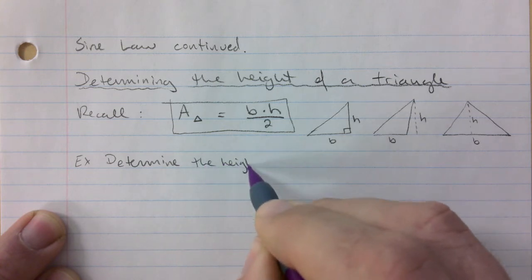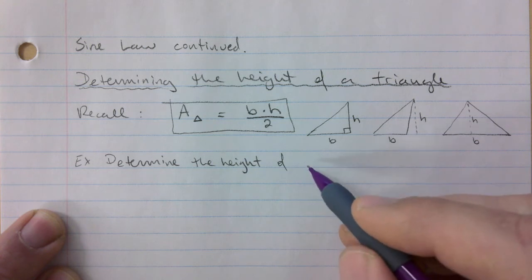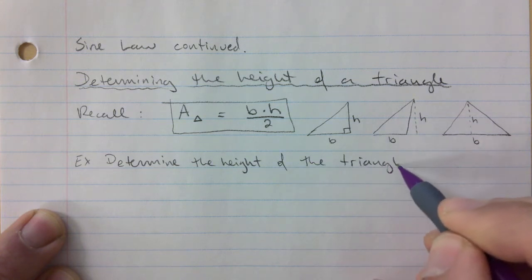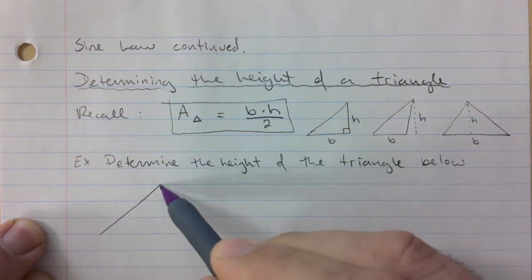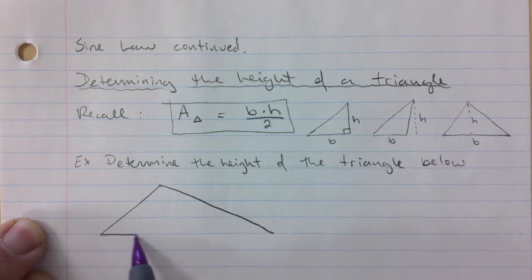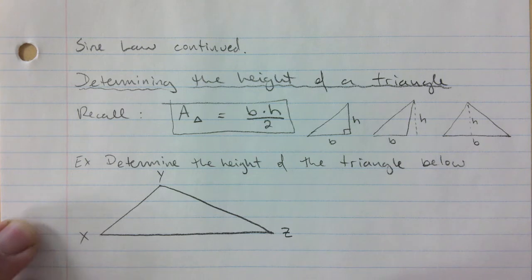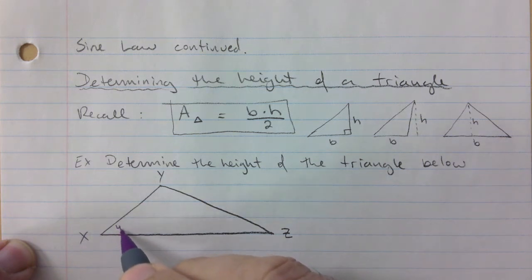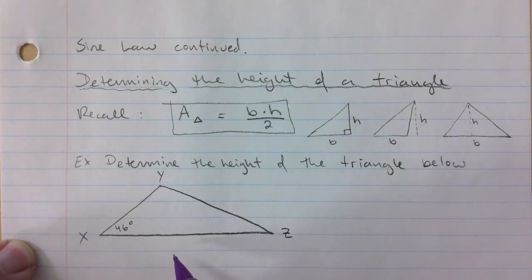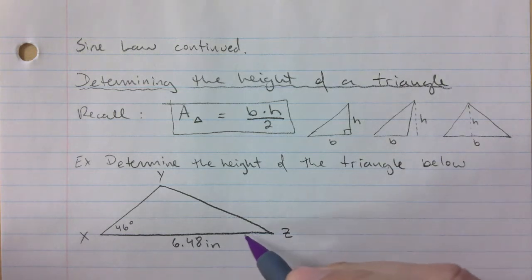Determine the height of a triangle. So you have triangle XYZ, and let's say, for instance, you get a triangle like this. Six 6.48, and this is 29.